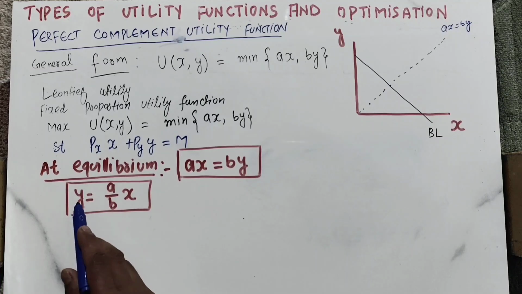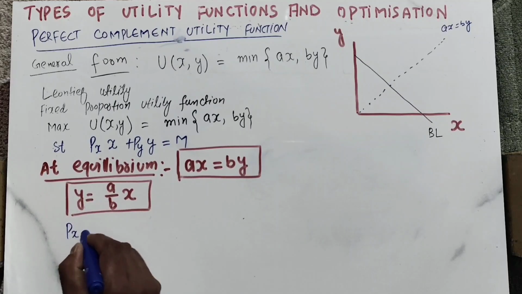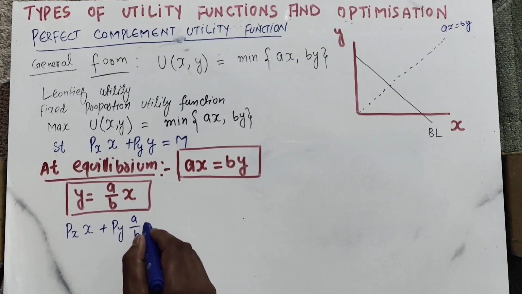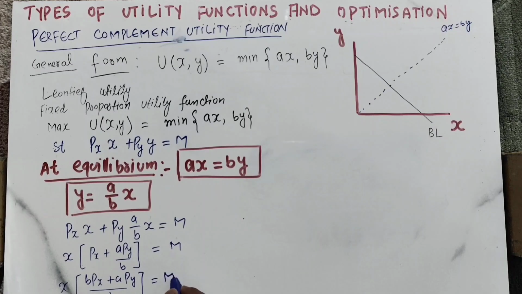Now at equilibrium, what happens? We plug y is equal to a upon bx into the budget line. So we have price of x times x plus price of y times the value of y, which is a upon bx, is equal to m. So let's take x common. We will be left with x times (px plus a py upon b) is equal to m.